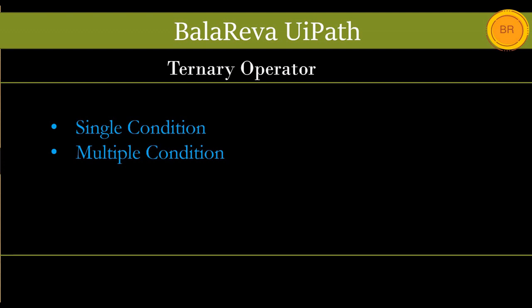Today we are going to see how to use the ternary operator in UiPath Studio. What is the ternary operator? The ternary operator functions like a simplified if statement. And we have two scenarios in the ternary operator. First we are going to see how to use a single condition, and then how to use multiple conditions. First, the single condition.